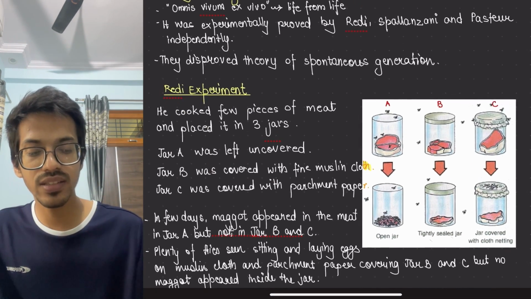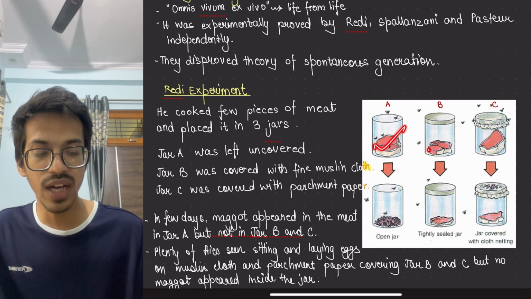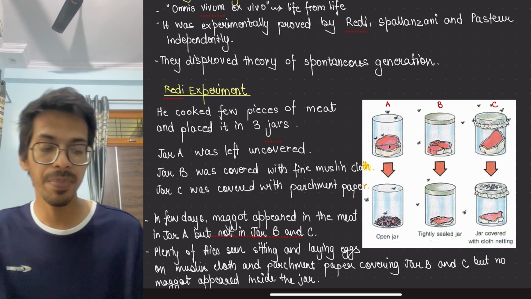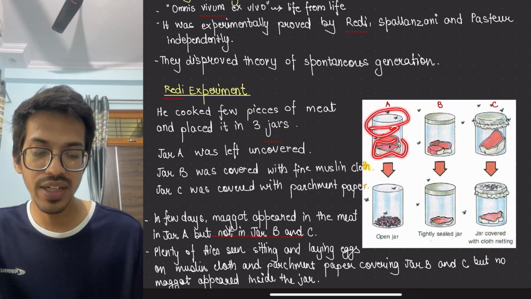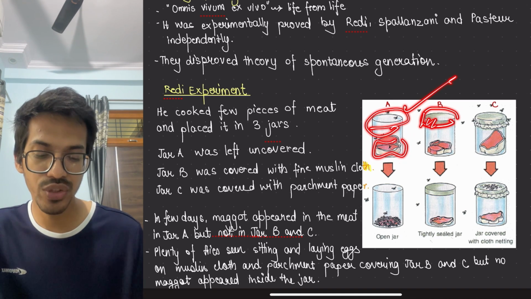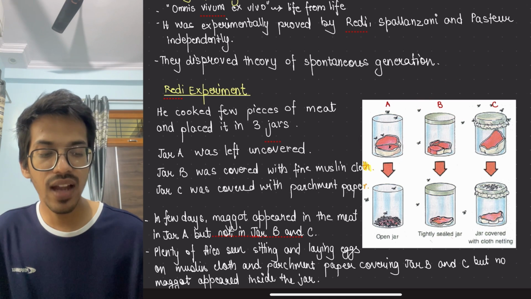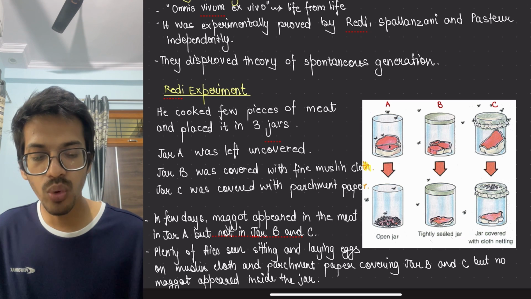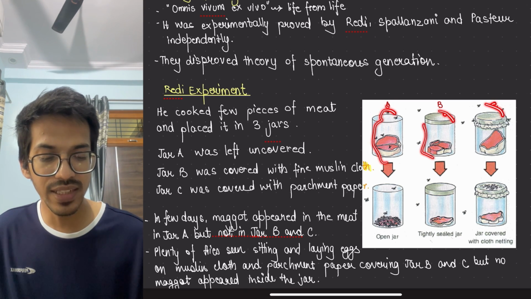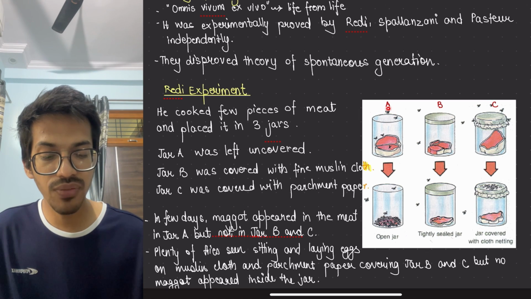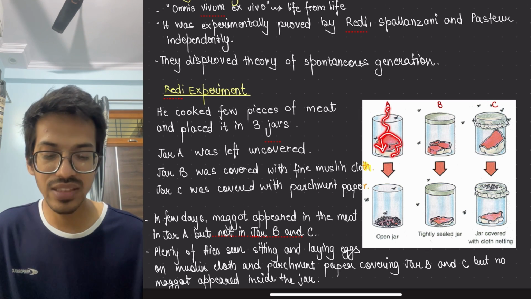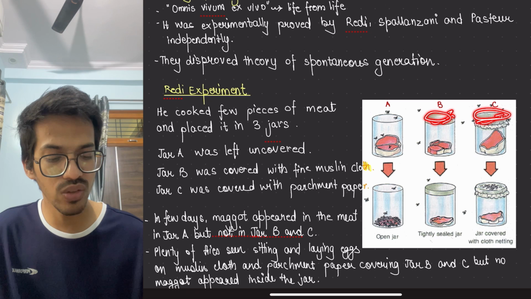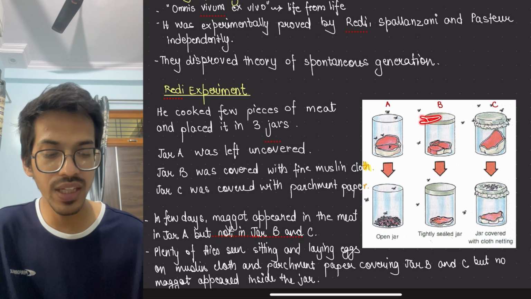Redi took three jars and put rotten meat into them. Rotten meat will attract flies. The first jar was open, the second he covered with muslin cloth, which is a very fine cloth, and the last with parchment paper, which is also very transparent. He saw that in all of them flies came close to the area, but in the first the flies actually reached the meat and ate it. In the second and third, no flies got inside because of the covering.